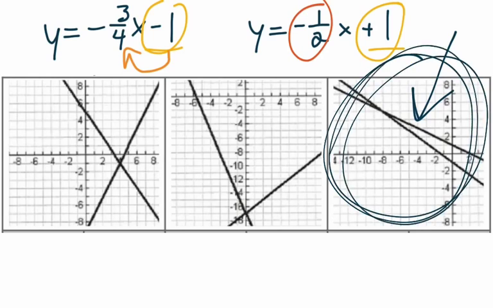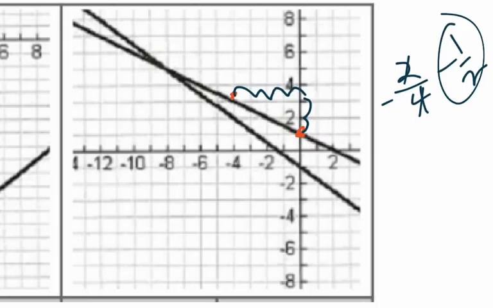And again, we just took those equations, we got them in slope-intercept form, and then we matched them up to the graphs. We found the positive or negative slope and the y-intercept, and then matched up the graphs from there.